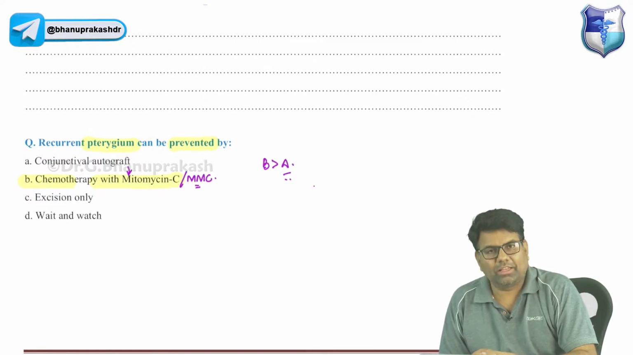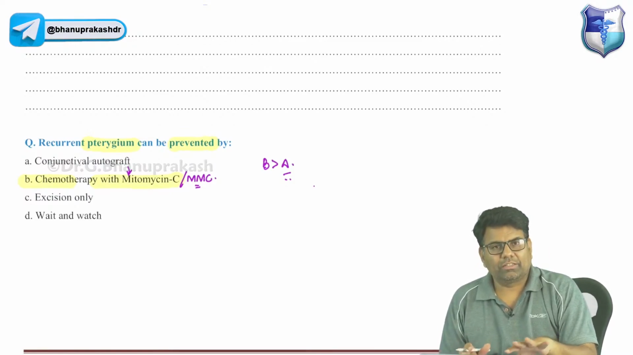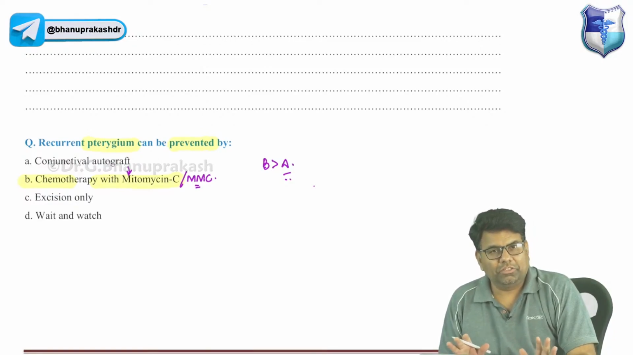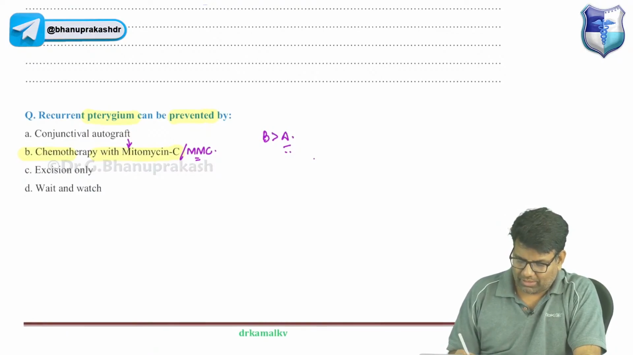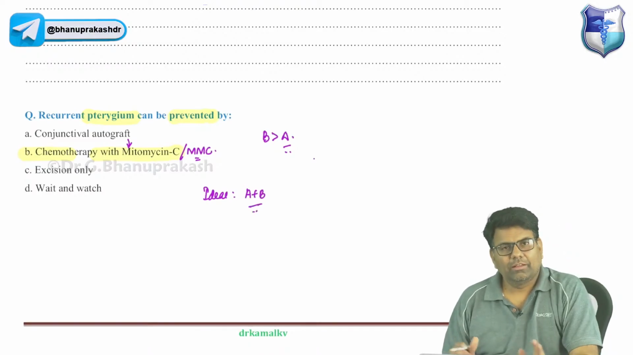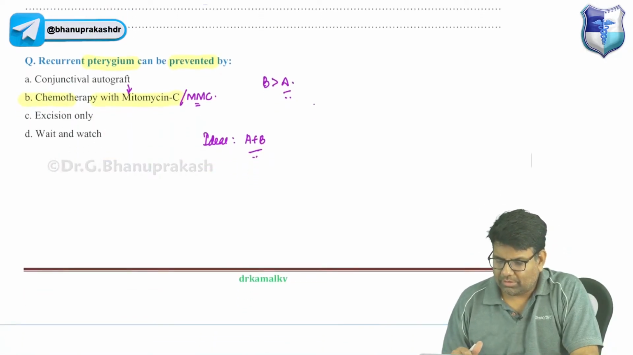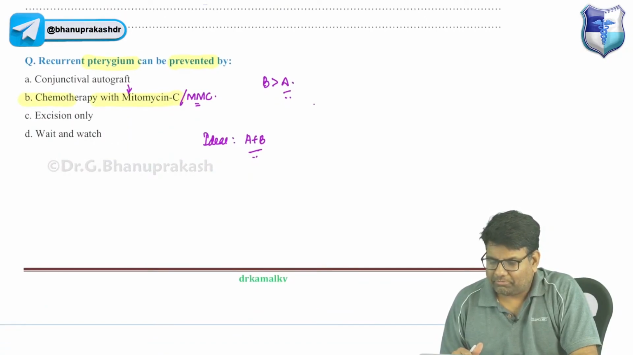We won't say that A is absolutely out of context. It is not so. A plus B is the ideal management for managing recurrent pterygium. A is also okay, but B is better than A. But ideal answer should be A plus B. Please learn it like that.